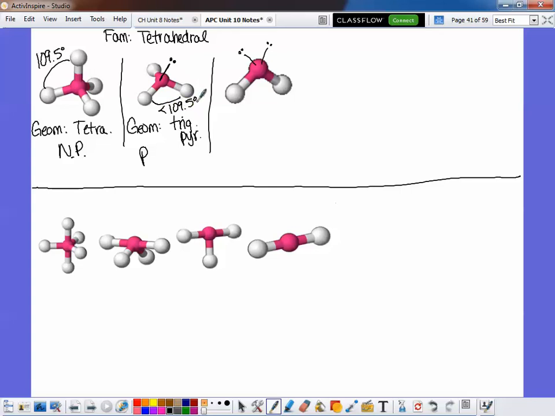I'd said on the previous page that it's right around 107, but I don't need you to memorize 107. I need you to memorize that it's less than 109.5. And then this last one, my geometry is bent. And it's bent with 2 lone pairs versus bent with 1 lone pair that we saw last time. And this is polar as well. Those 2 lone pairs really squish down this bond angle to be really less than 109.5. Again, I told you that it's right around 104.5, but you don't need to memorize that. You need to memorize the 109.5, and then the less, and then the really less. So less, and then less.